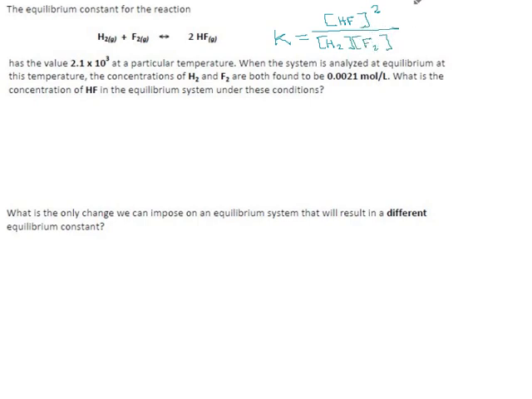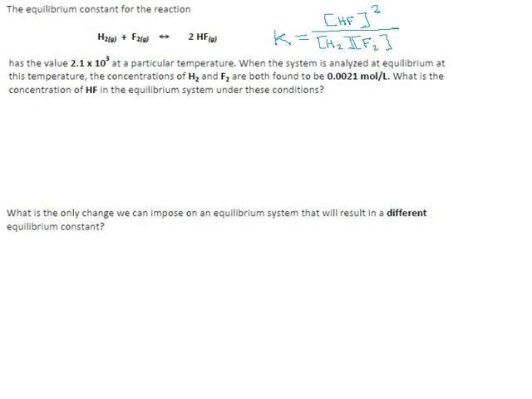That's a lot of dangerous chemicals all in one place. K has the value of 2,100 at a particular temperature. When the system is analyzed at equilibrium, the concentrations of hydrogen and fluorine are both found to be 0.0021. What is the concentration of HF?